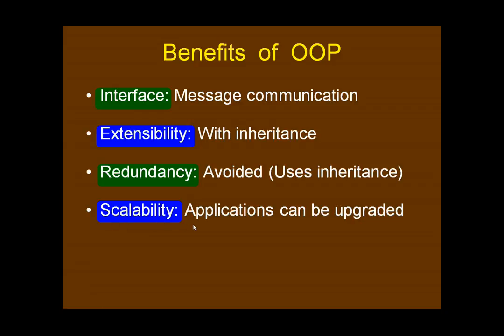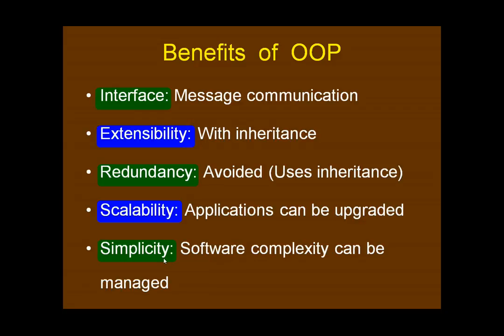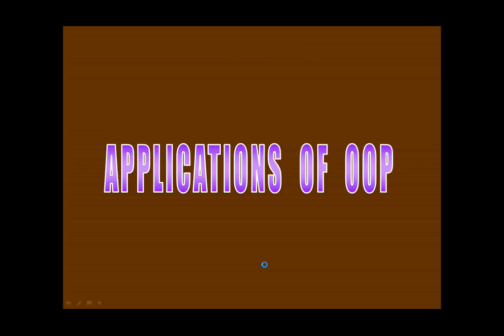Next one, it is the scalability. That is, we can upgrade the applications according to our requirements. And the next one, it is the simplicity. Software complexity can be managed very easily using object-oriented programming. That is about benefits of object-oriented programming. Now let us look at applications of object-oriented programming, where this object-oriented programming is suitable.